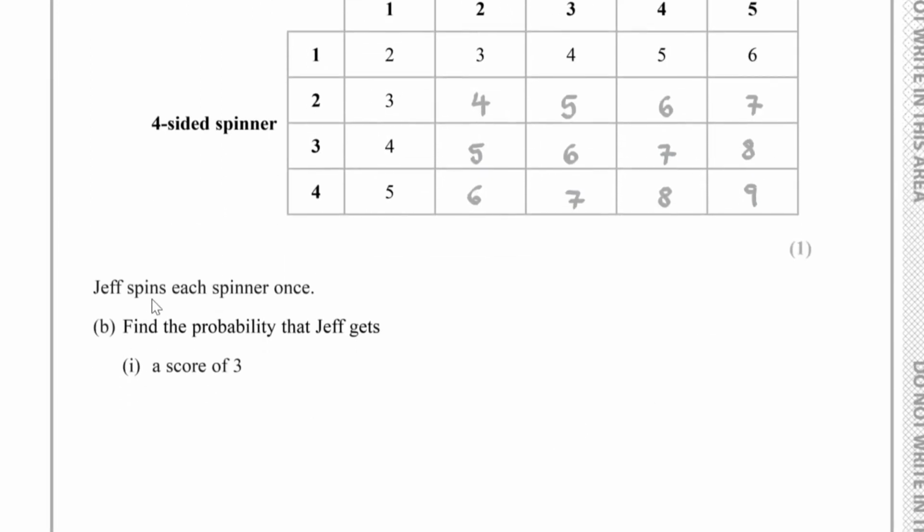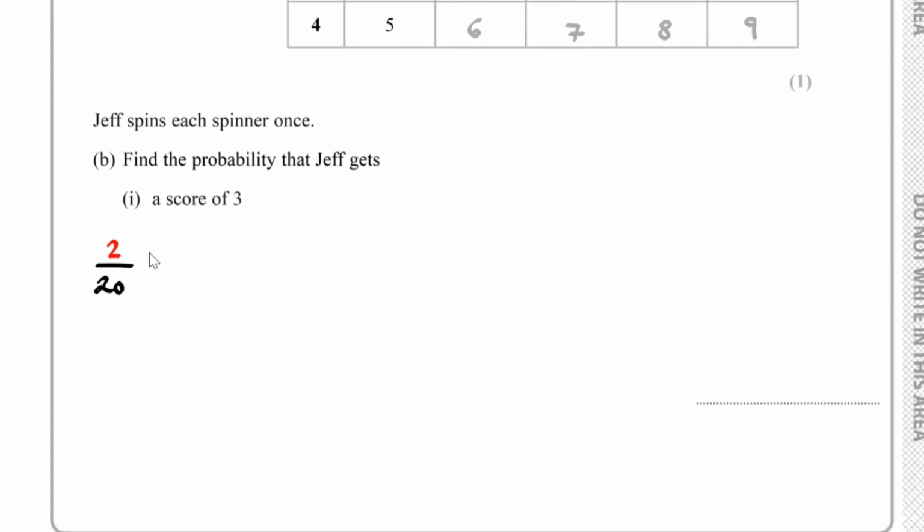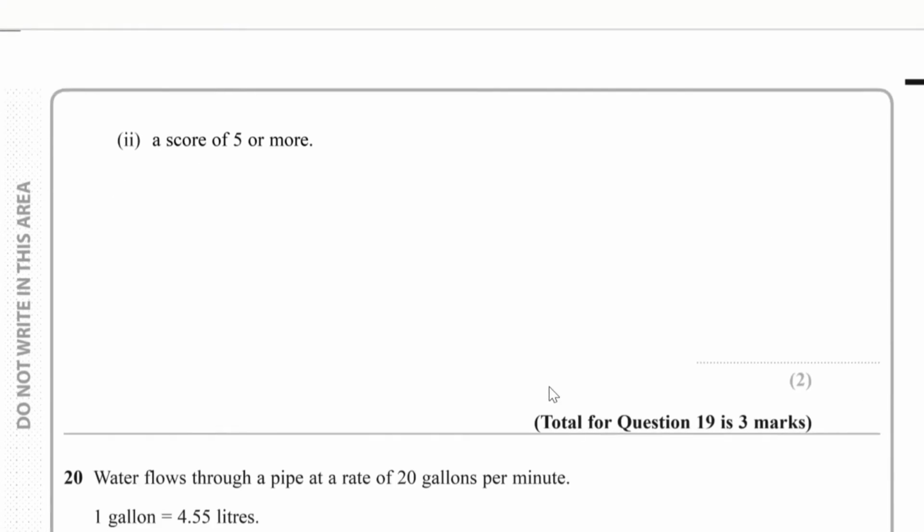And then Jeff spins each spinner once. For part B, we have to find the probability that Jeff gets a score of 3. Well, how many 3s do we have? We have 2 of them out of, well, how many outcomes do I have? I've got 5 by 4, so I've got 20 outcomes. So the probability is 2 over 20, which would simplify to 1/10.